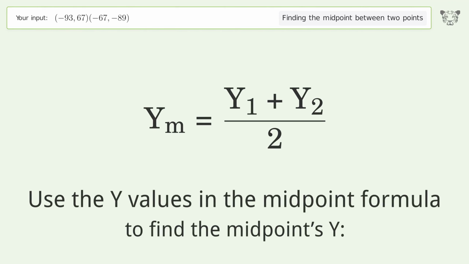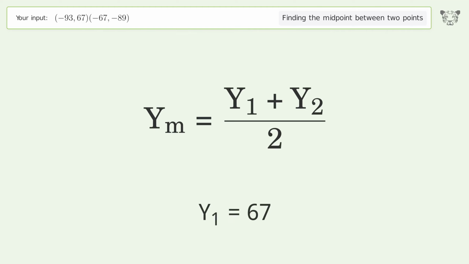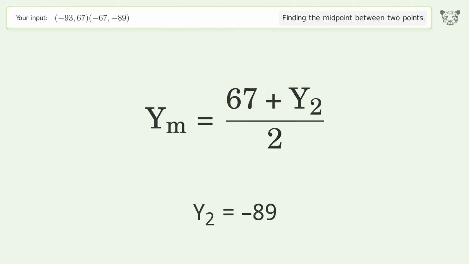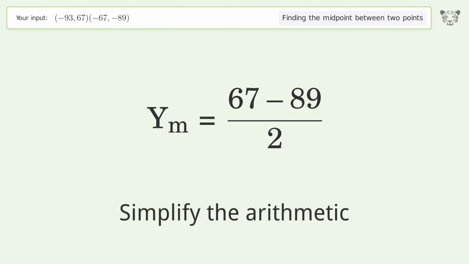Use the y values in the midpoint formula to find the midpoint's y. y1 equals 67. y2 equals -89. Simplify the arithmetic.